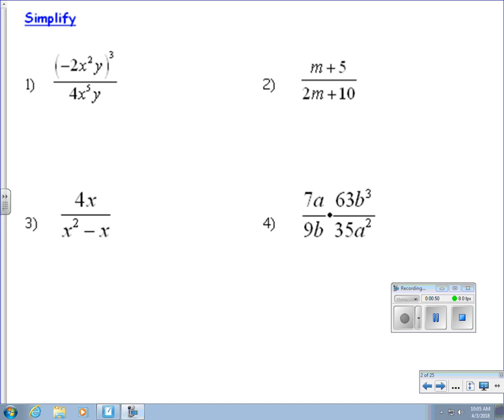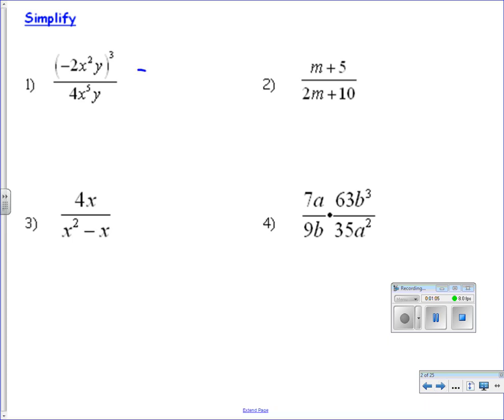Way back from polynomials, that was the last chapter we did in first semester, actually. So the -2, what happens to that? It gets cubed. So remember, it's not -2 times 3, that's -2 times -2 times -2. So that will give me -8.